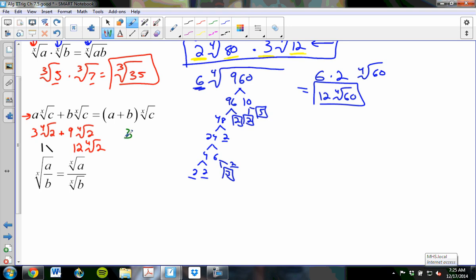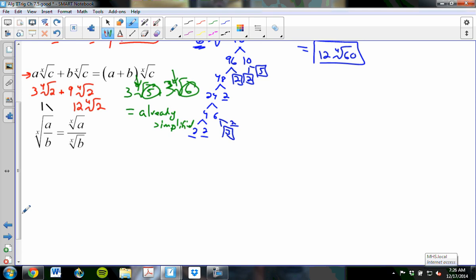If I have 3 times the fourth root of 5 plus 3 times the fourth root of 6, that's already simplified. I can't do anything else with that, because this number and this number have to be the same, and this power and this power have to be the same whenever you're adding.